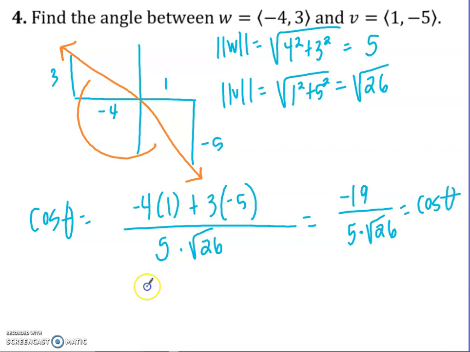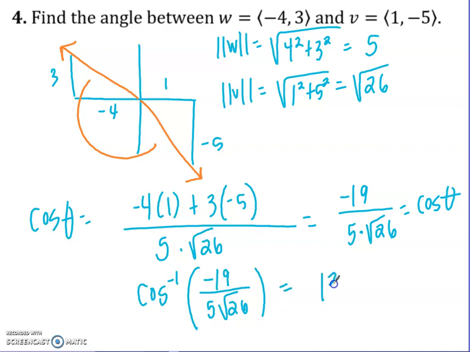Okay, so going into my calculator, I'm going to go cosine to the negative 1 of negative 19 over 5 square root of 26. Yes, your calculator needs to be in degree mode. And yes, this needs to be entered as a fraction, so we need to go alpha y equals. We've got negative 19 over 5 root 26.